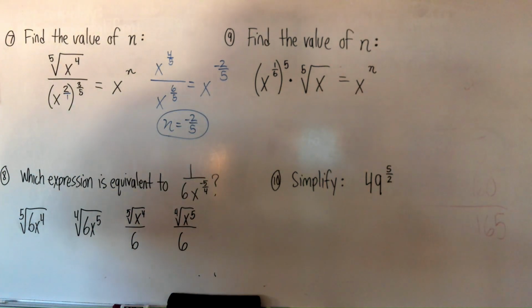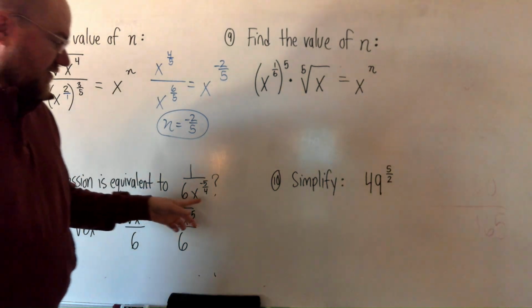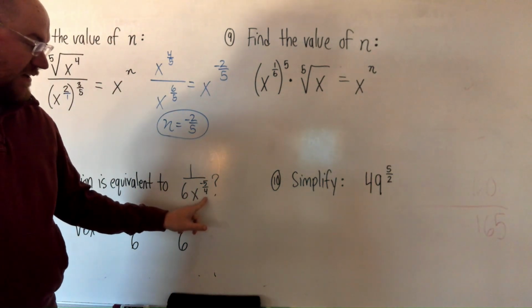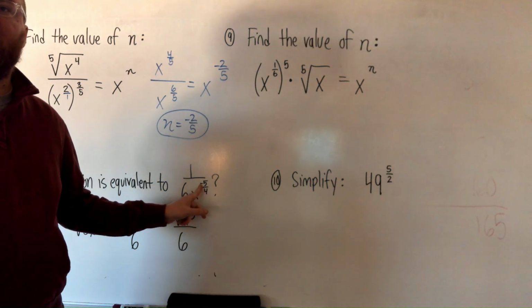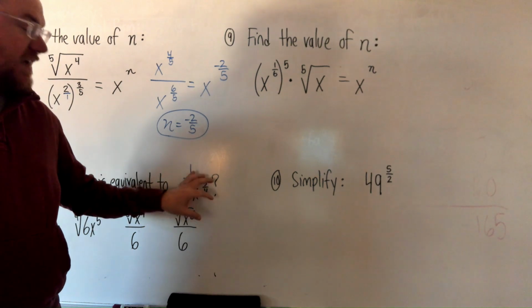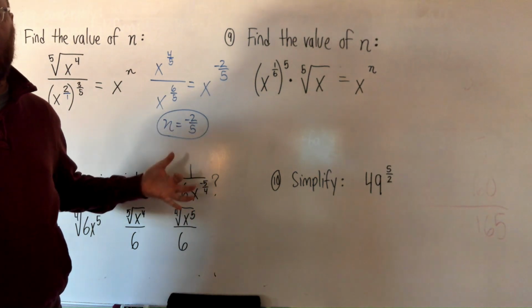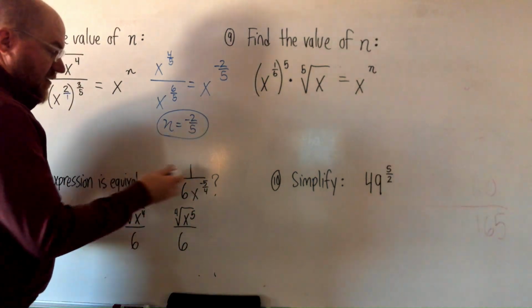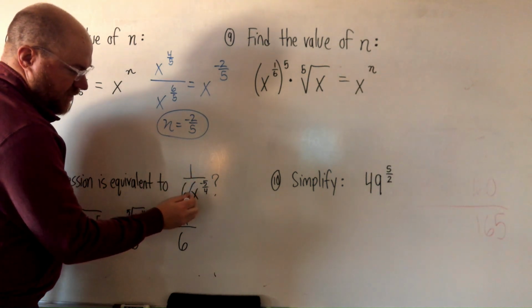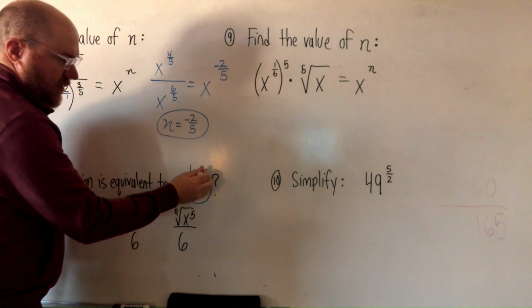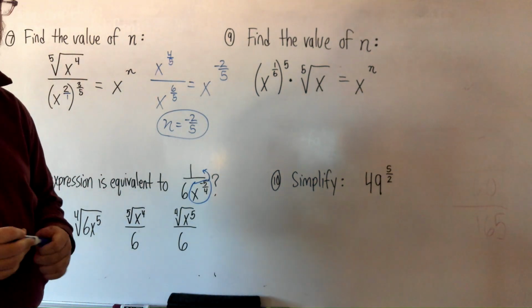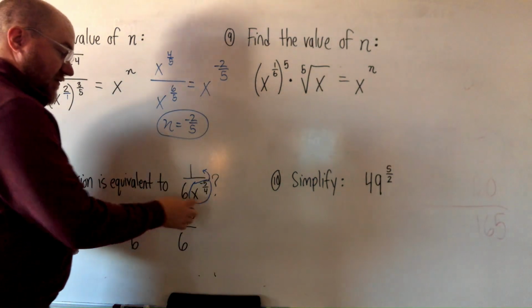All right, number 8, which expression is equivalent to this? So here's another new fact we need to talk about. When you have a negative exponent, you can drop the negative if you take what it's attached to and put it on the other side of the fraction. So what I'm saying is you can move this from the denominator to the numerator. You can flip which side of the fraction it's on if you drop the negative. So that's what we're going to do here.